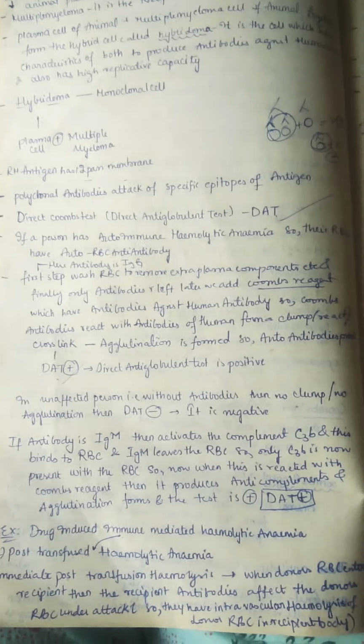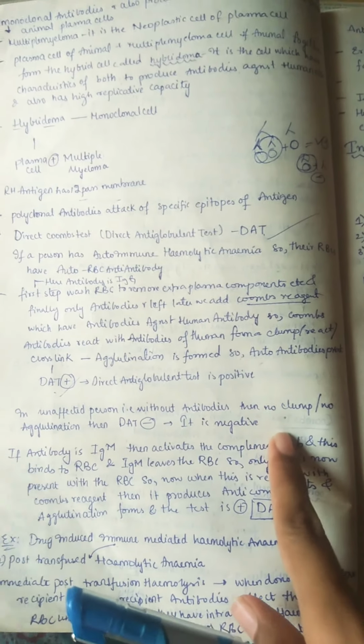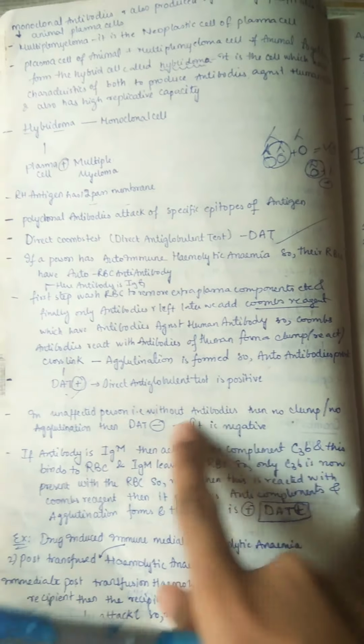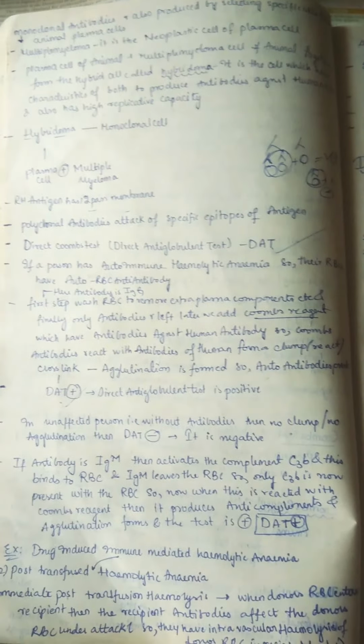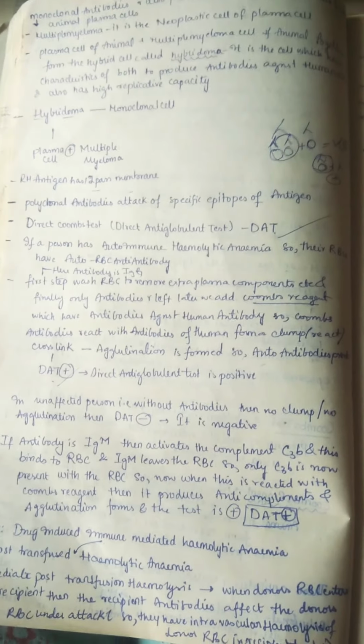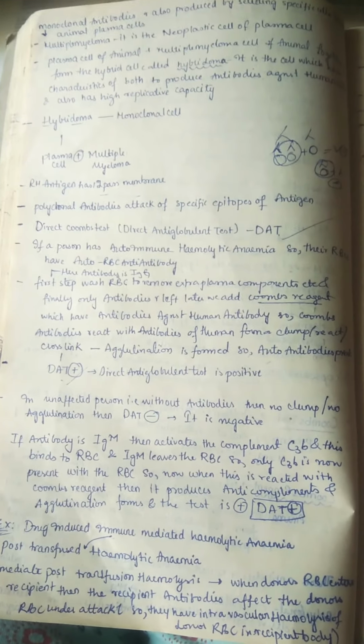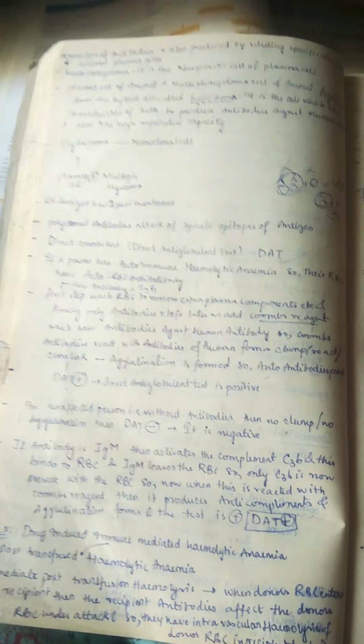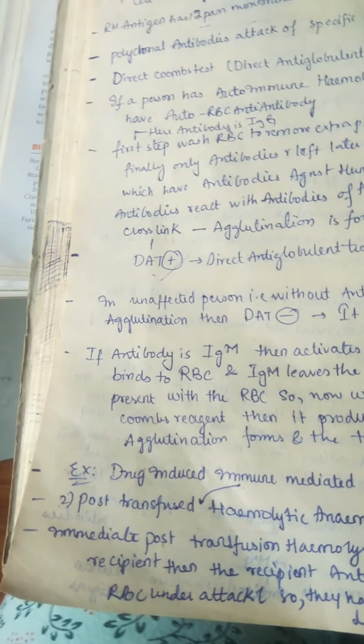In an unaffected person, that is, without antibodies, there is no clump or agglutination, so the direct antiglobulin test is negative. We will continue with the next part because our video is getting longer. So we'll continue in part 2. We'll continue our direct Coombs test.